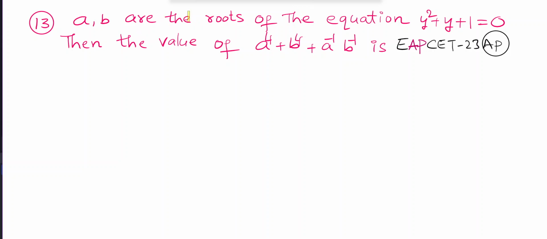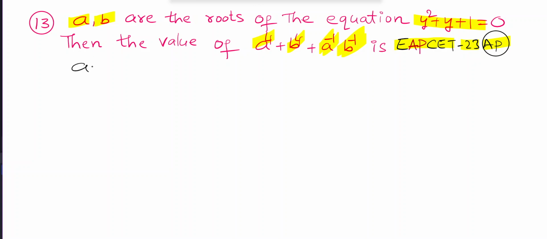This is the next question from De Moivre's theorem, EAPCET 2023, AP problem. Here a, b are the roots of the equation y² + y + 1 = 0. Then find the value of a⁴ + b⁴ + a⁻¹b⁻¹. Where a, b are given as the roots of the equation y² + y + 1 = 0.